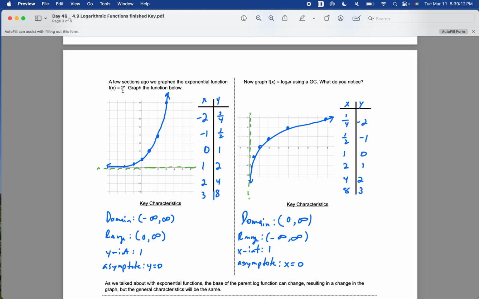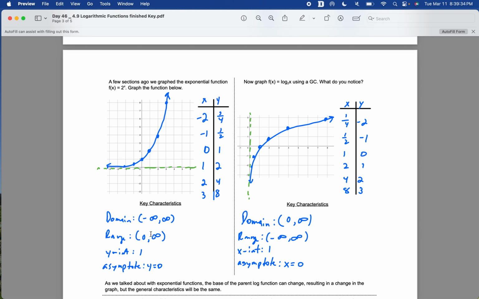2 to the x, the inverse of 2 to the x is log base 2 of x. And the reason why I know that they're inverses is because these points are switched. Okay. So that's really the reason why we need the log function. We need to find the inverse of 2 to the x, and the inverse of exponentiation is logs. So these characteristics should make sense.